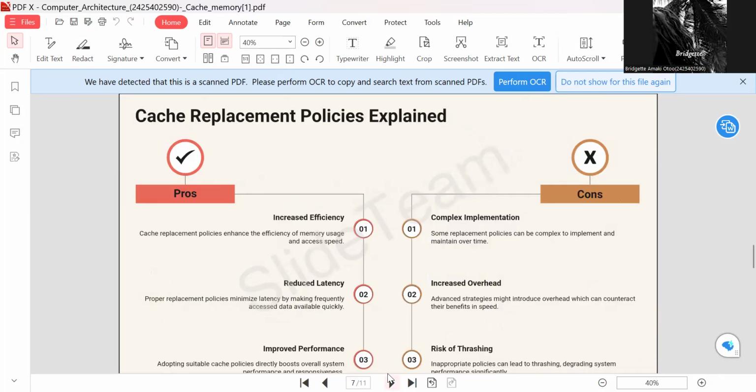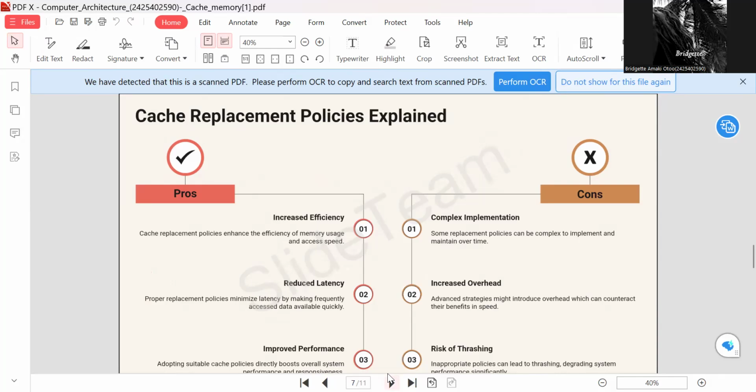Cache replacement policies explained. We have the pros and the cons. The pros: 1. Increased efficiency. Cache replacement policies enhance the efficiency of memory usage and access speed. 2. Reduced latency. Proper replacement policies minimize latency by making frequently accessed data available quickly. 3. Improved performance. Adopting suitable cache policies directly boosts overall system performance and responsiveness.